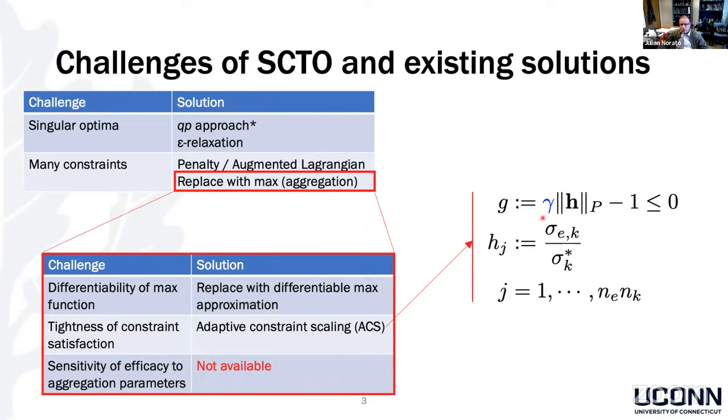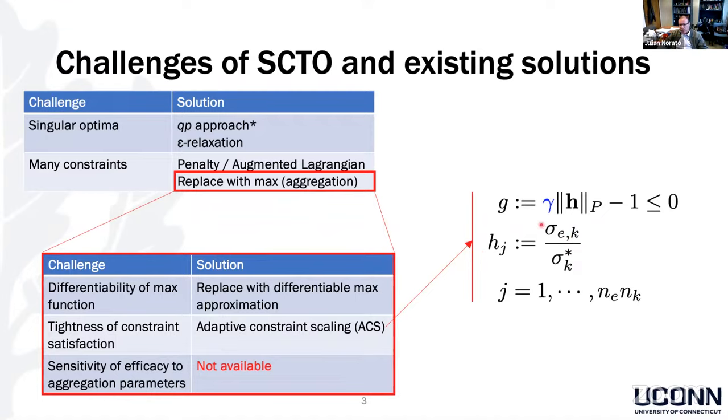And this is, by the way, a P norm of, let's say, the ratio of the elemental stresses divided by the stress limit corresponding to that load case, right? So you compute a P norm. If this approximation was not an approximation, but was exact, then this would be exactly equal to one, and your constraint would be satisfied, assuming all of the stresses do not exceed the stress limit.